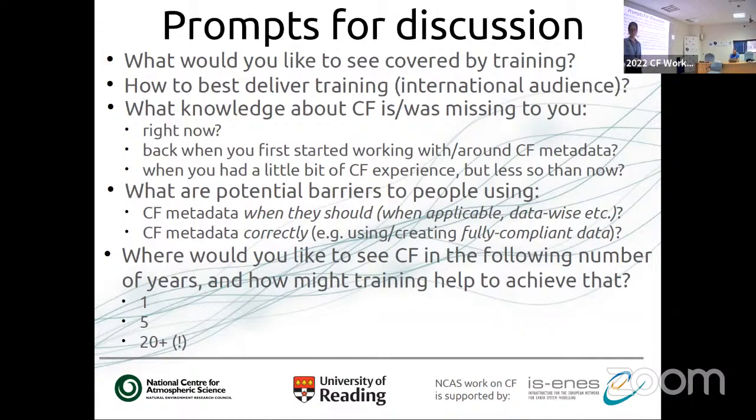And the big barriers as well, because if there's something that's stopping someone from, say, using data in a CF compliant way, or using the metadata in the way we'd like, that's obviously important as well. And the big picture of where you would like to see CF in the future, including in the very long term future, just thinking of a world where we might be all underwater or something. So those are my questions.